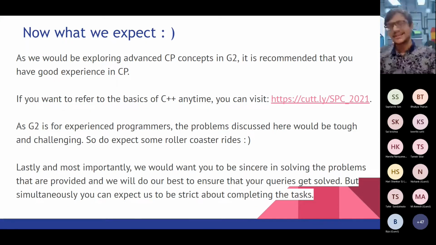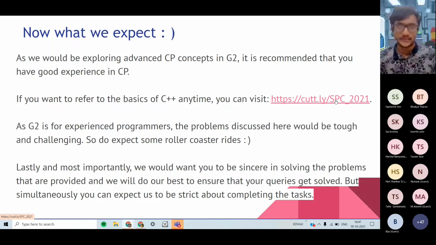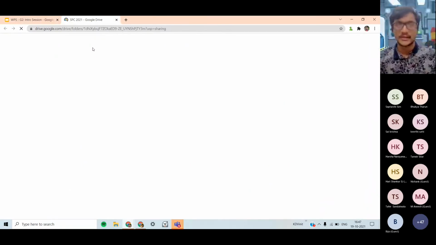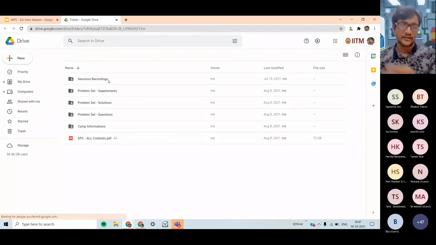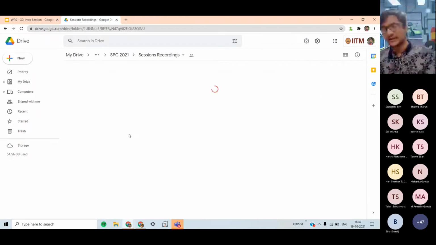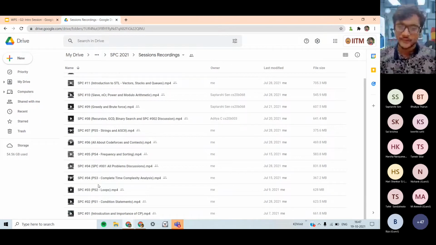That's one thing. If you still need some basic reference to C++, or topics like the standard template library or modular arithmetic, we had conducted a summer programming camp in the month of July this year. So you can find the material related to the same here. I don't think you would need a lot of it because you're applying for group 2, but in case you want to revisit some topic related to C++ in particular, if you are using some other language, or you want to learn something like the standard template library in C++, you can go through these videos.